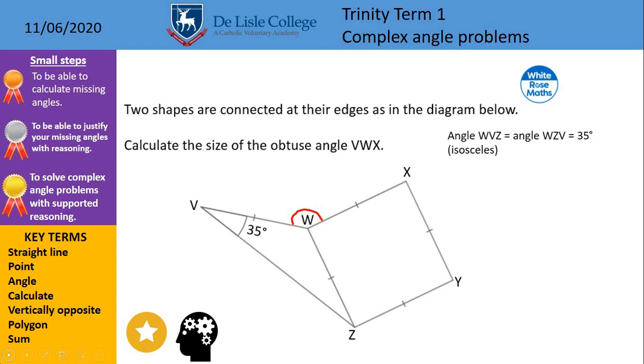Okay, so first thing I would look at is the angle WVZ is going to be the same as angle WZV. Because we've got an isosceles triangle, those two angles must be the same, and so that would be 35 degrees for WZV. Then we know angles in a triangle add up to be 180. So VWZ, the third angle in that triangle, plus 35 plus 35 must equal 180. So VWZ is 110 degrees.